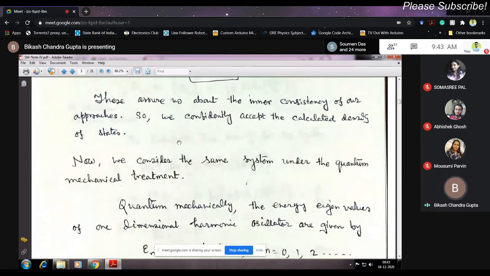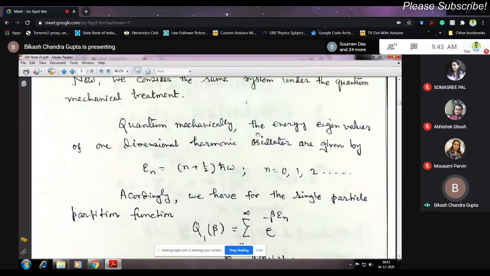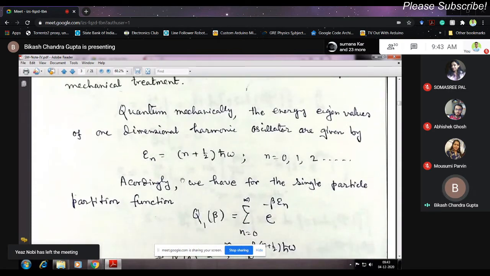So far so good. Now we treat the oscillators quantum mechanically. Treating the oscillators quantum mechanically means you solve for a particle subjected to a harmonic oscillator potential, in terms of the Schrodinger equation. You have done this so many times in BSc and MSc, and you get the energy (n plus half) h cut omega.